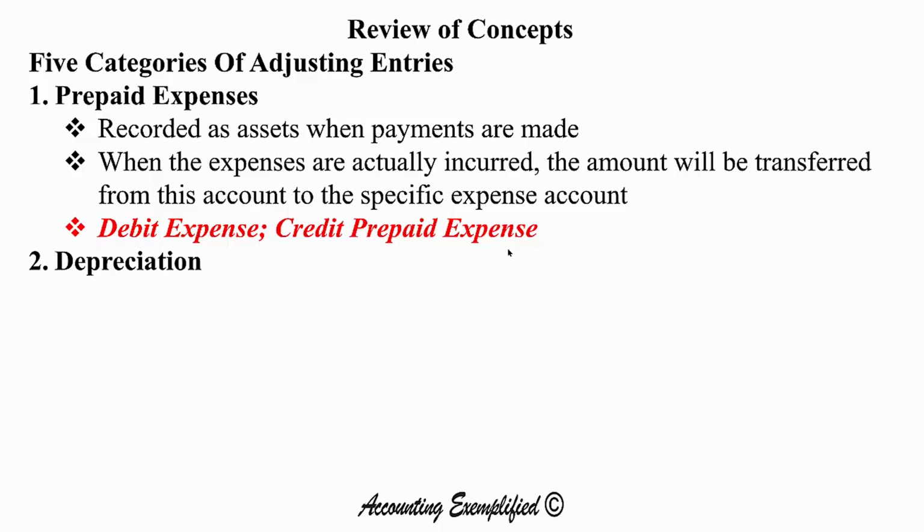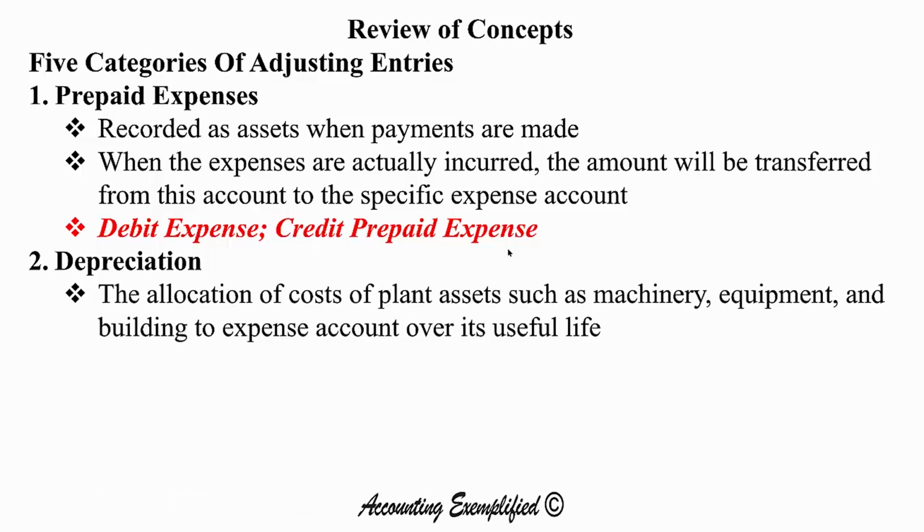Now depreciation is a loss of the value of the property due to wear and tear. So when you are using an asset, it is going to go down in value. Like what happens to your car as you drive for months and years, the value goes down. So here, this is an allocation of the cost of assets such as machinery, equipment, and building to an expense account, which is depreciation, over its useful life.